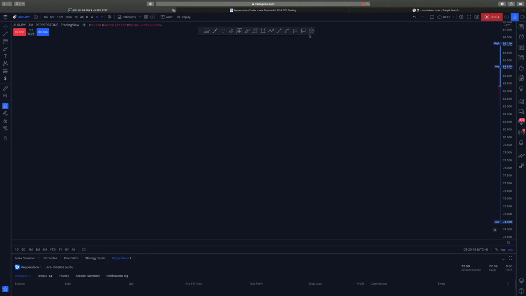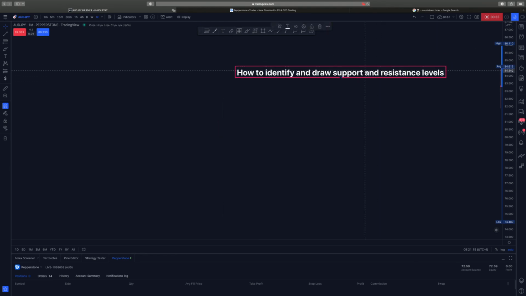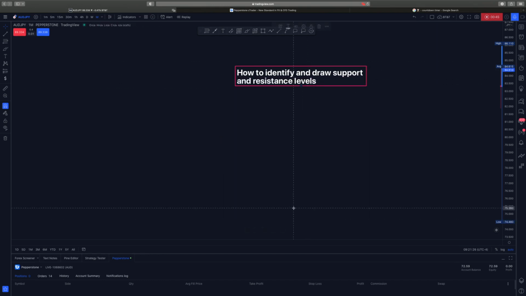So I'm just going to do a very quick discussion or tutorial on how to identify and draw support and resistance levels. So we're going to have a look at that. How to identify and draw support and resistance levels. So that's what we're going to be looking at.